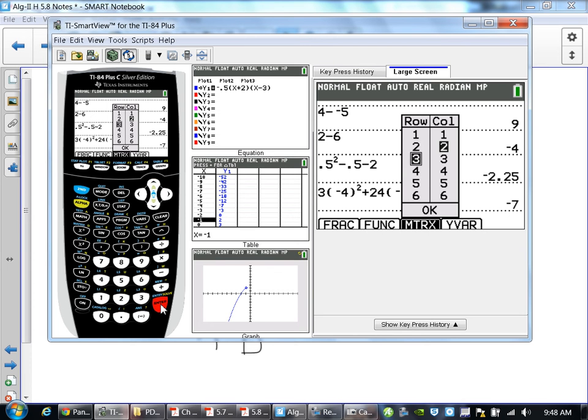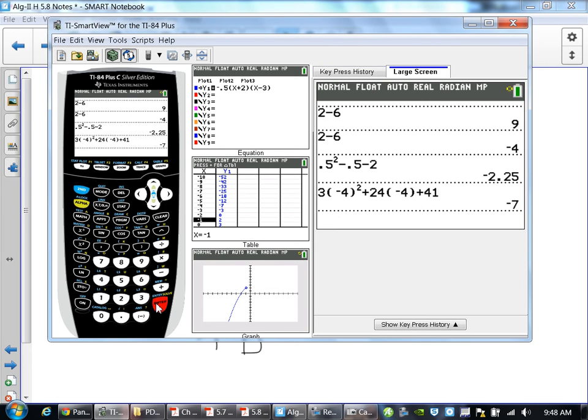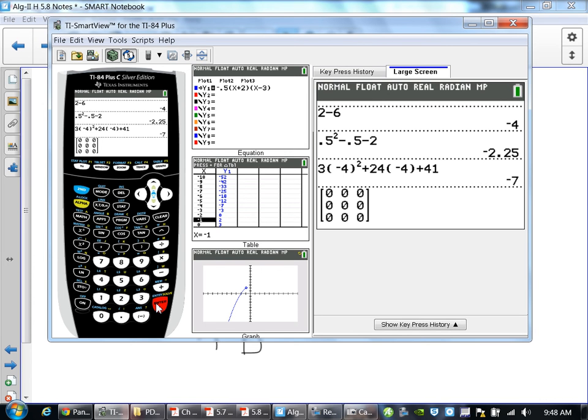Use up and down, left and right on your arrows. Okay. Got it. So you got 3 by 3, and then you just go back down where it says OK. And now what we're going to do is enter in all of the coefficients. When you enter in your coefficients, use the right arrow button. Do not press enter. Okay?